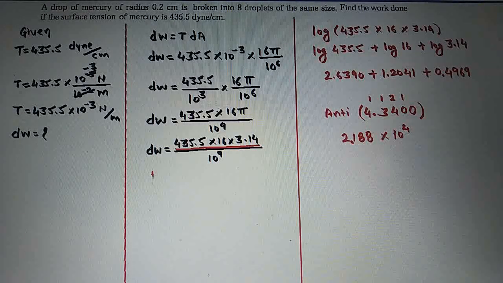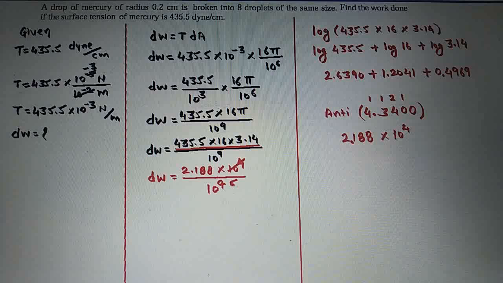So we can write dW is equal to 2.188 into 10 raised to 4 divided by 10 raised to 9. So in this 10 raised to 4, the 4 will get cancelled, so the remaining will be 5 here. So we can write dW is equal to 2.188 divided by 10 raised to 5.